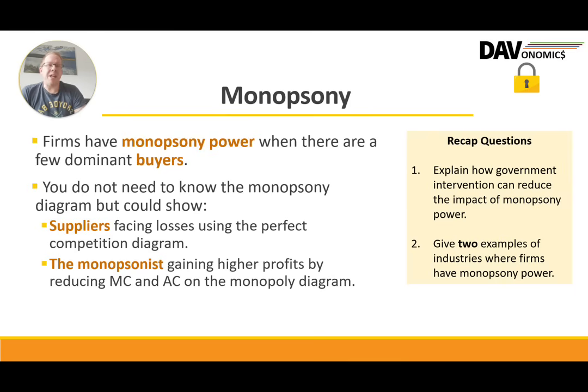Monopsony is not tested as frequently as other market structures potentially, but I just put it in here to illustrate the fact you can use the diagram we looked at today in monopsony. You don't need to know the monopsony diagram, but you can think to yourself, those dairy farmers that Tesco maybe have put lower prices on could be perfect competition, or near enough, use that diagram, make you a loss. Maybe as a monopsonist, supermarkets also have monopoly power, therefore it's the monopoly diagram, but reducing average cost and marginal cost. So even in this topic, you can bring those two contrasting perfect competition and monopoly diagrams into your answers.